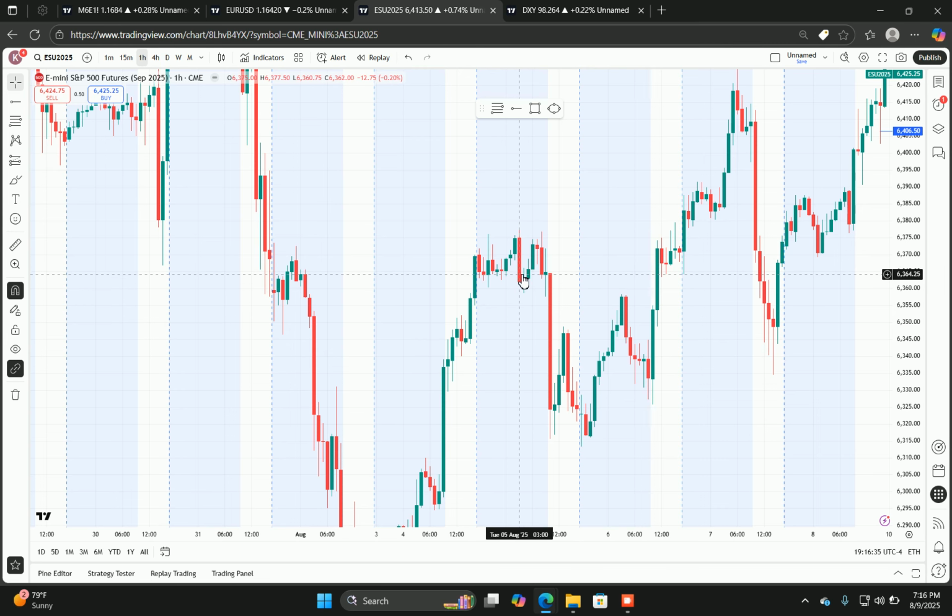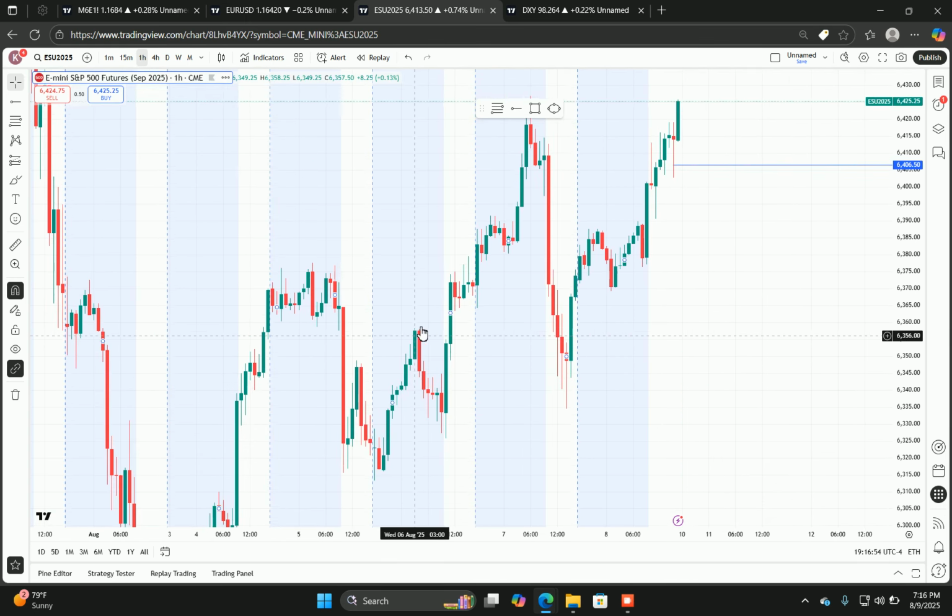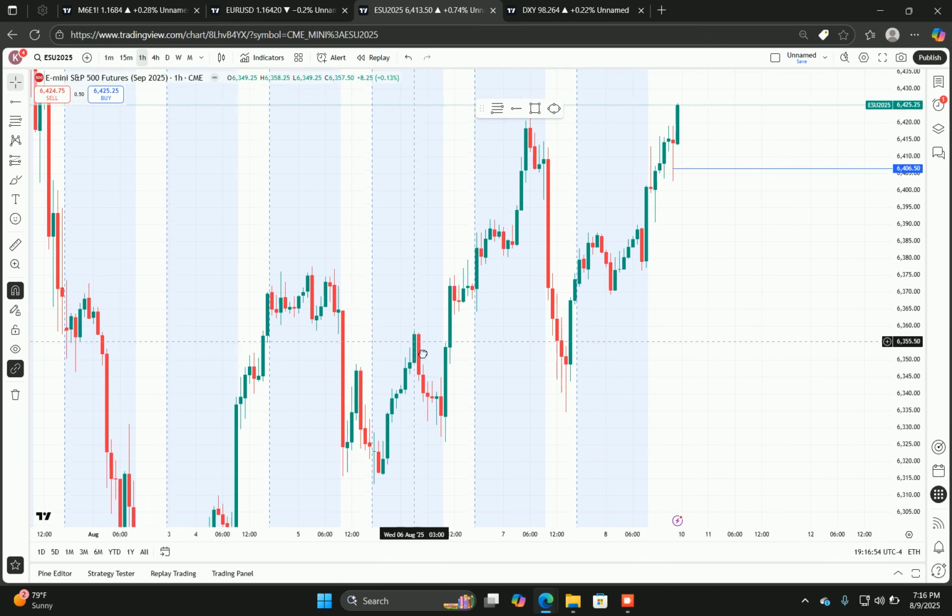you see, I went in a real deep drawdown. Not gonna lie, I went in a real deep drawdown. But this is the price action that ended up happening. So that was my first trade. And then Wednesday I didn't trade. No, actually I did trade Wednesday and I took a loss.